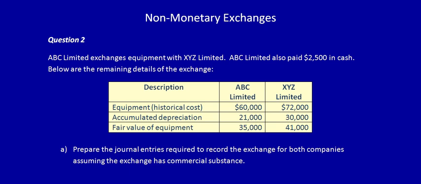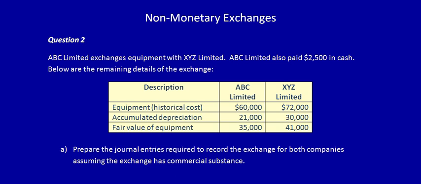I'm back again with non-monetary exchanges, but this is question 2. And in this question, we're going to cover in more depth fair value adjustments. Let's read the question. ABC Limited exchanges equipment with XYZ Limited. ABC Limited also paid $2,500 in cash. Below are the remaining details of the exchange, and we've got ABC Limited's information and XYZ Limited's information.